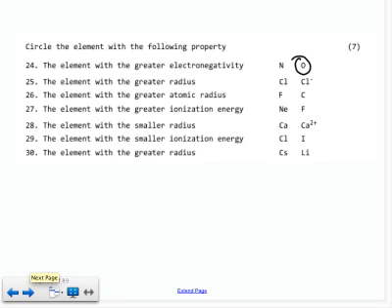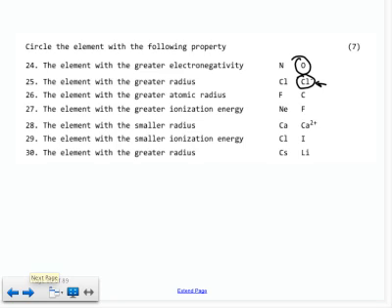Which has the greater radius? Well, we've got two chlorine atoms, but one of them, this one over here, is an ion, and it's a negative ion, and you have to remember that the negative ion of an element is always larger than the neutral atom of the same element.